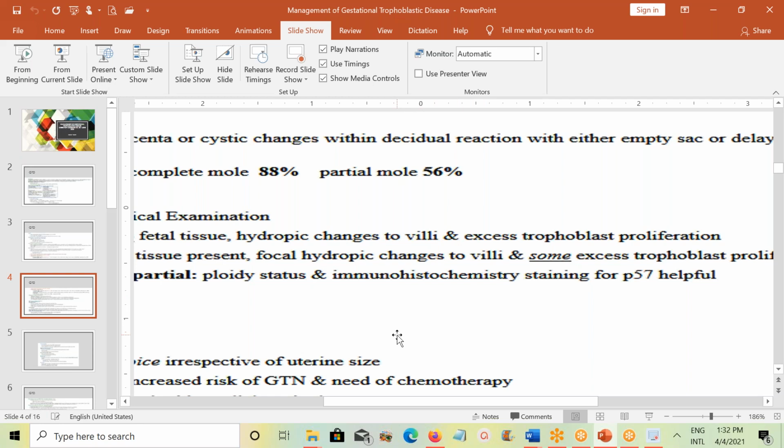So what should we do? The pregnancy is there and it is not good, so we need to remove this pregnancy. Why? Because this is not going to progress well, because this is abnormal. So suction curettage is the method of choice irrespective of the size of the uterus. Usually we avoid medical removal because of a 16% increased risk of gestational trophoblastic neoplasia and the need for chemotherapy in cases of complete mole.